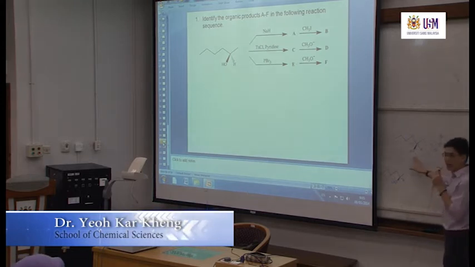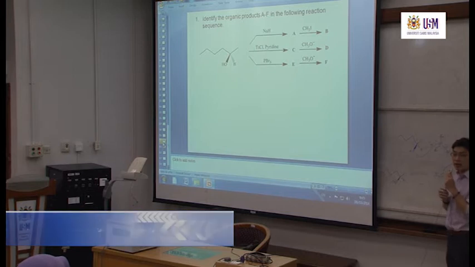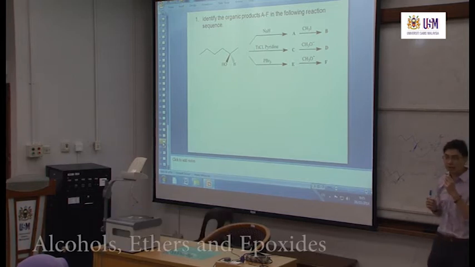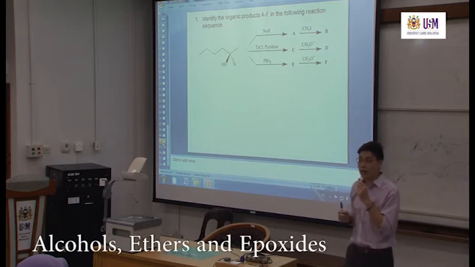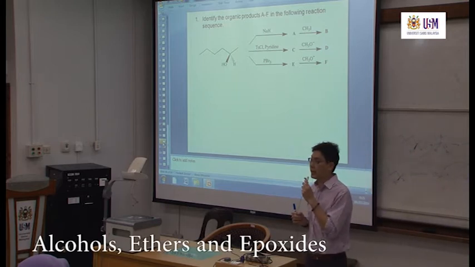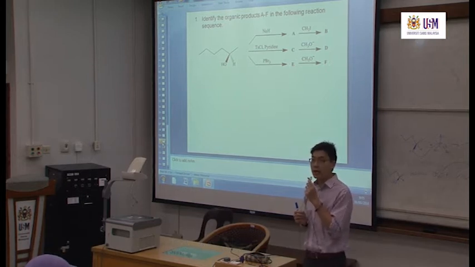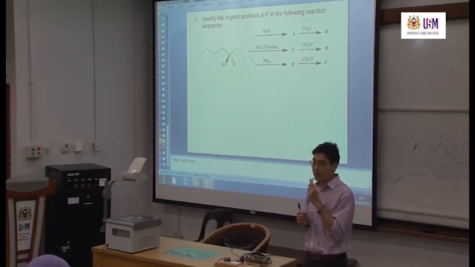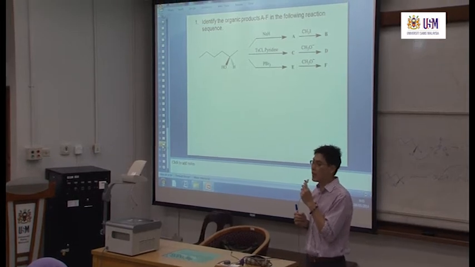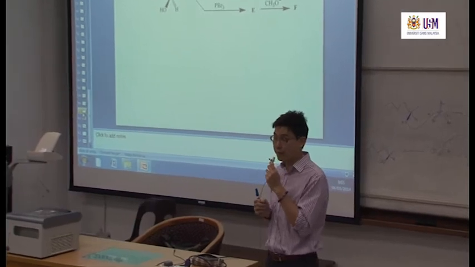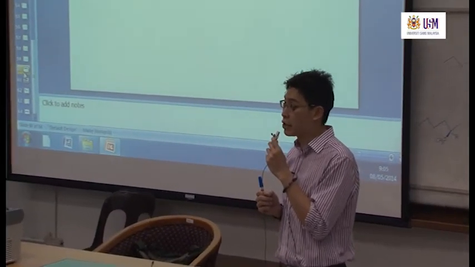So if you draw the mechanism, because in the notes we only show what we call a general mechanism, but we expect that you should know this is an SN2 mechanism, the reaction of the OH with PBr3. For all SN2 mechanisms, you have to know, most SN2 mechanisms involve what? An inversion of the product. Okay, an inversion of the product.